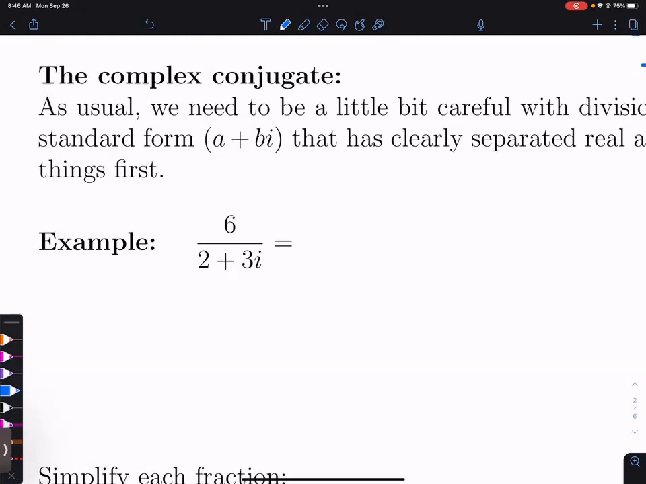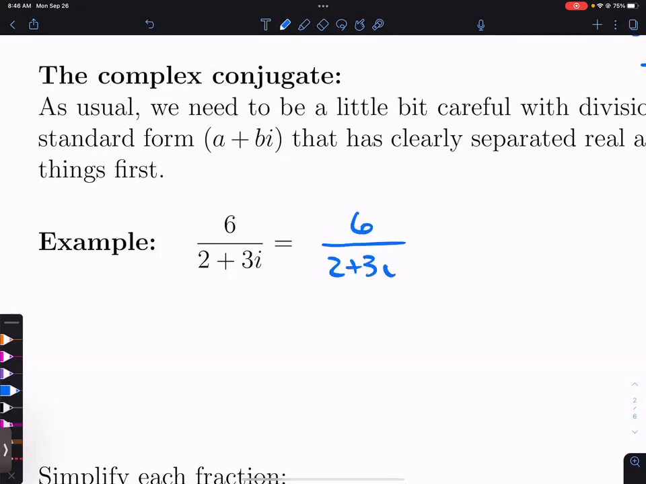6 divided by 2 plus 3i. That's where things get weird. We just introduced this imaginary unit. Now we've got this complex number, 2 plus 3i, and now some guy wants you to divide by it. That's weird, because how on earth do I make sense of dividing by a complex number? Even the name makes it sound like it's hard to deal with. Complex numbers.